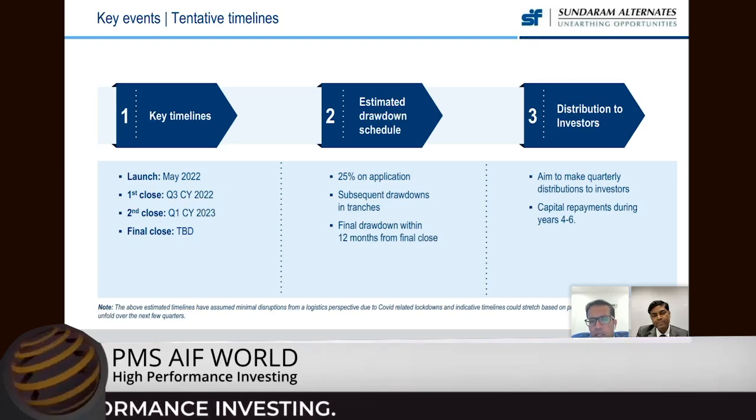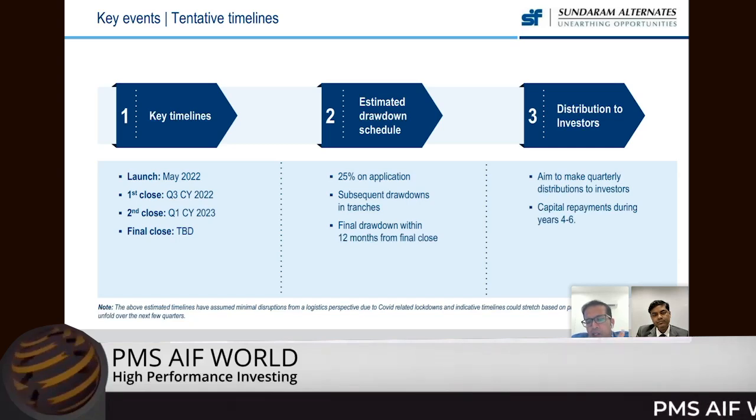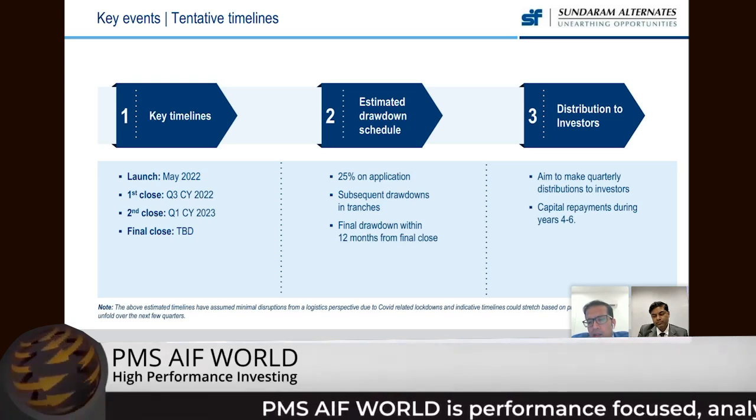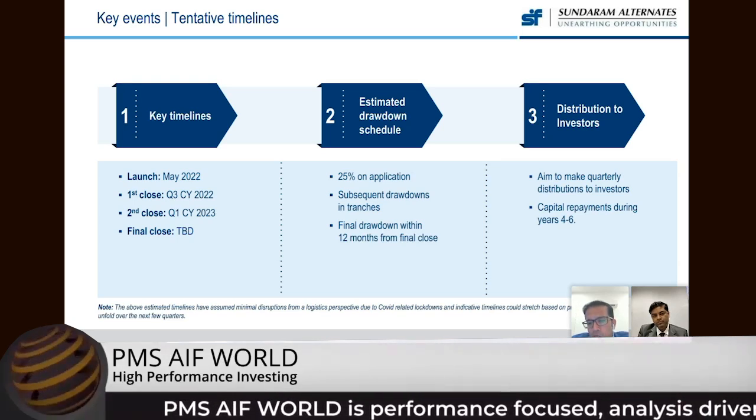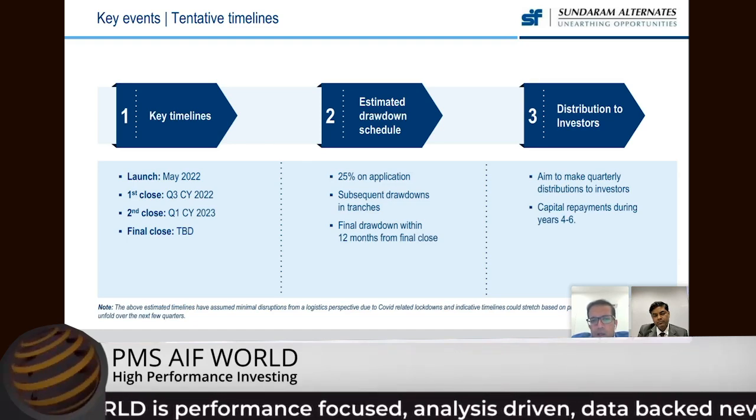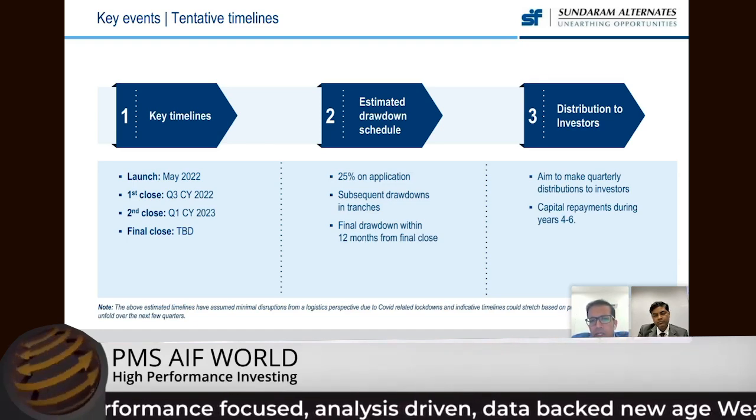From a drawdown perspective, just proactively, we're looking at a 25% drawdown on the first close, and then the balance 75% is drawn over a span of a year, as and when we look at transactions, so that we don't have cash drag and return-impacting situations from a treasury standpoint for the investors. And then obviously we're looking at a final drawdown within a year.